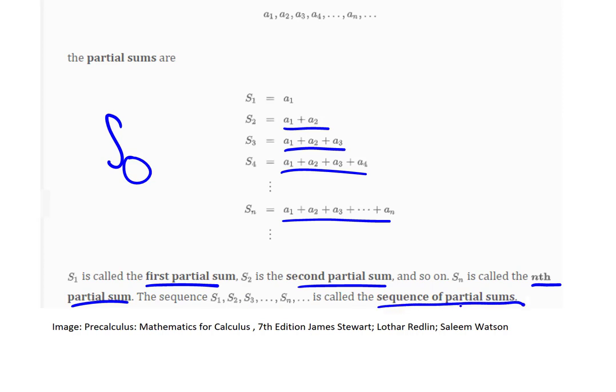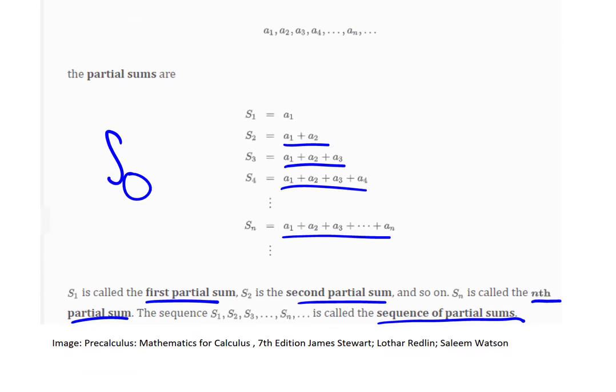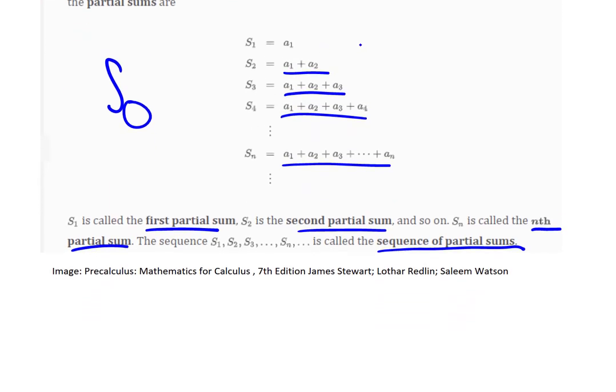Now this is different than the sequence from which we're getting these partial sums. You'll notice in this definition here that the sequence started as a sub 1, a sub 2, a sub 3. Those a's are the terms of the sequence. When you start adding them up, that's when you get the partial sums. So the S notation is for these sums.